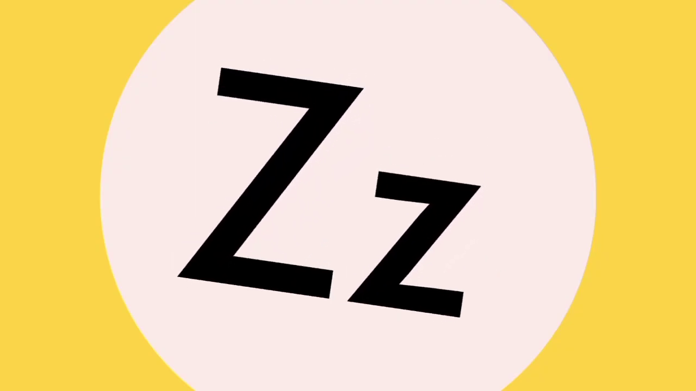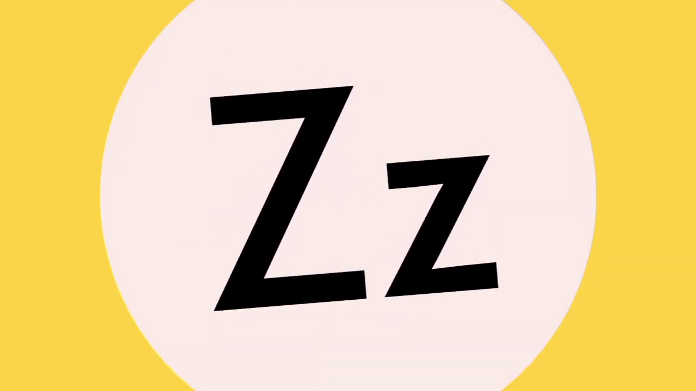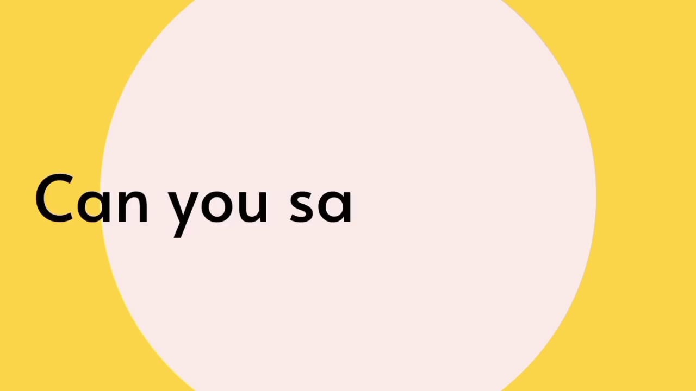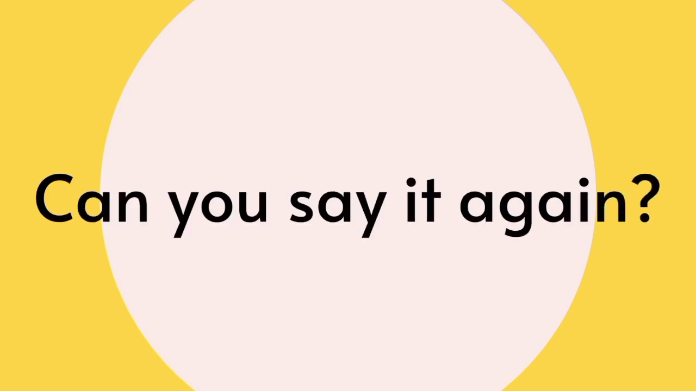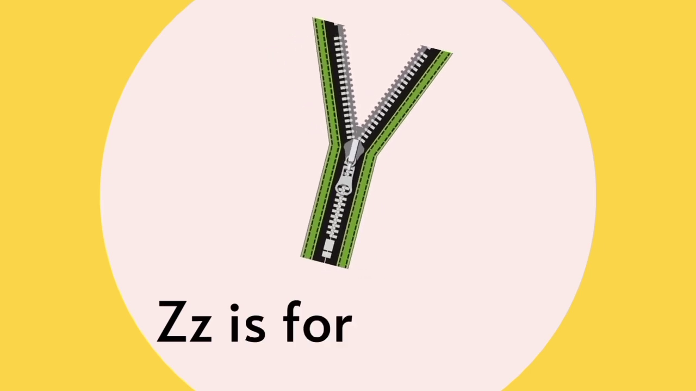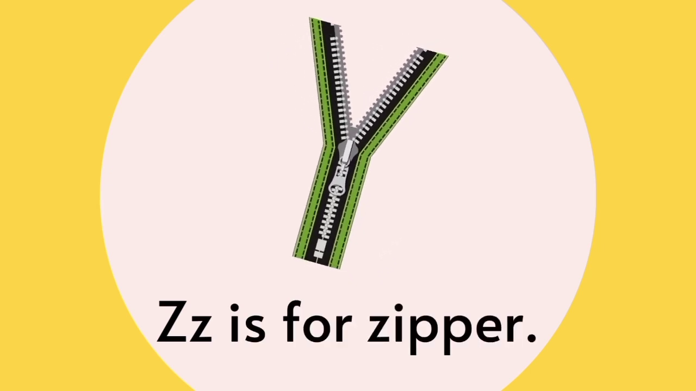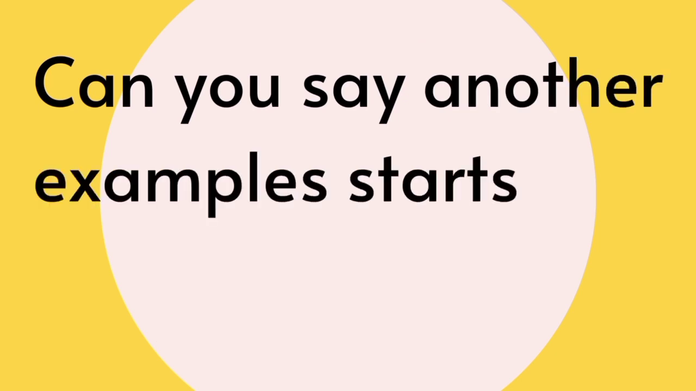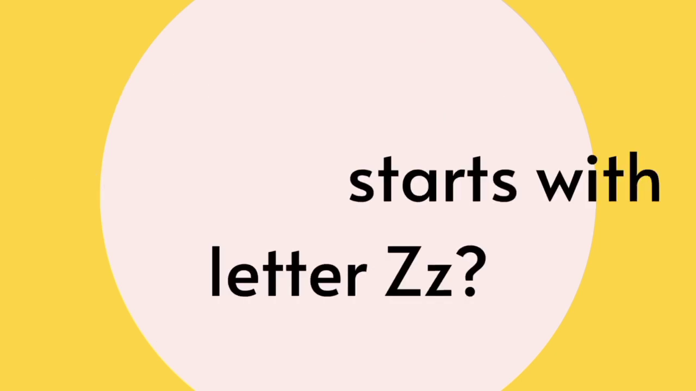This is letter Z. The sound of letter Z is Z. Can you say it again? Very good. And Z is for zipper. Can you say another example that starts with letter Z?